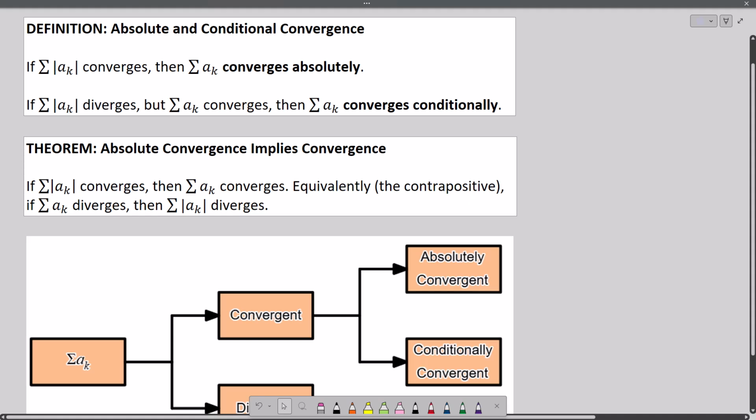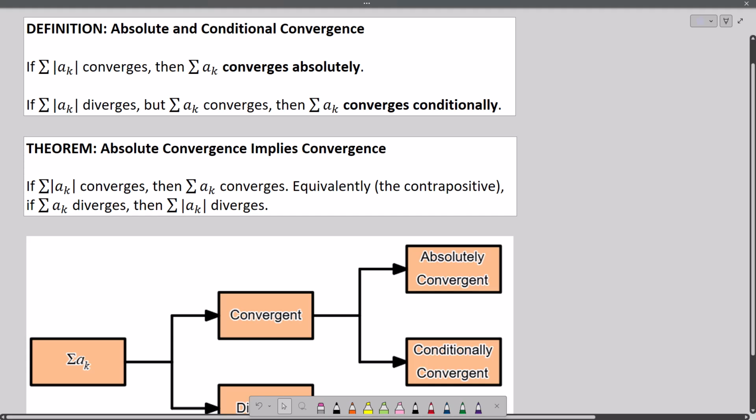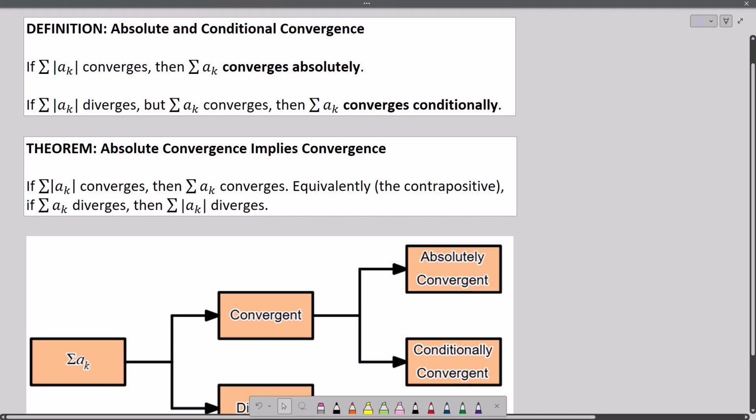So first thing, if you see this absolute value right here around the a sub k, now we're making all the terms positive. So this is saying if you take the sum of absolute values and you get convergence, then we say the series without the absolute values, just the series that you're handed, this summation a sub k, we say that it converges absolutely. So if you've got your series and you take absolute values and you get convergence, it converges absolutely because you put absolute values in there and you got convergence, so it's going to be called absolute convergence.